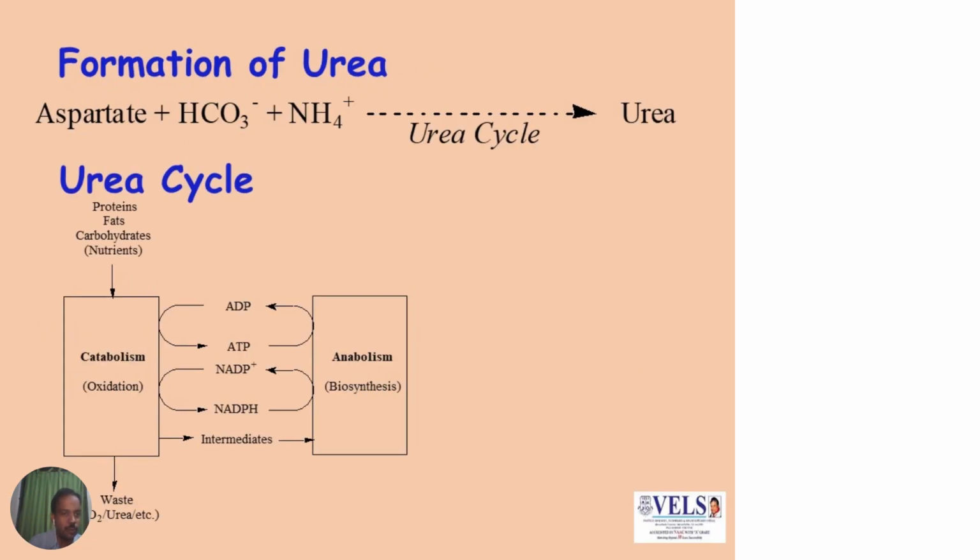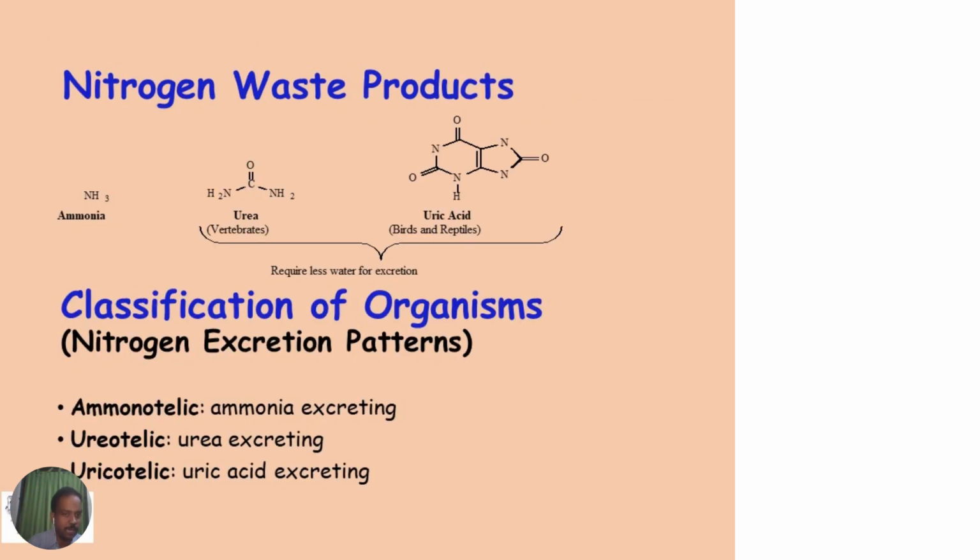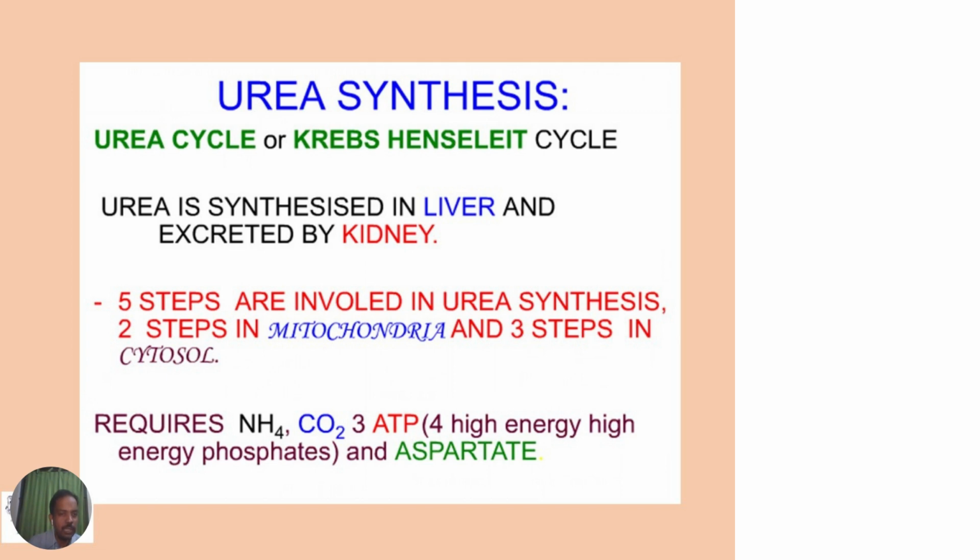The next one is the formation of urea, the removal of waste product, where aspartate reacts with bicarbonate and ammonium ion in the urea cycle to form urea. It is a cyclic process which takes place both in the liver mitochondria and in the cytoplasm. So, removal of nitrogen waste: nitrogen excretion patterns are ammonotelic, ureotelic, and uricotelic. Urea synthesis is called the urea cycle or Krebs-Henseleit cycle. The Krebs cycle is called the TCA cycle, but the Krebs-Henseleit cycle is the urea cycle.